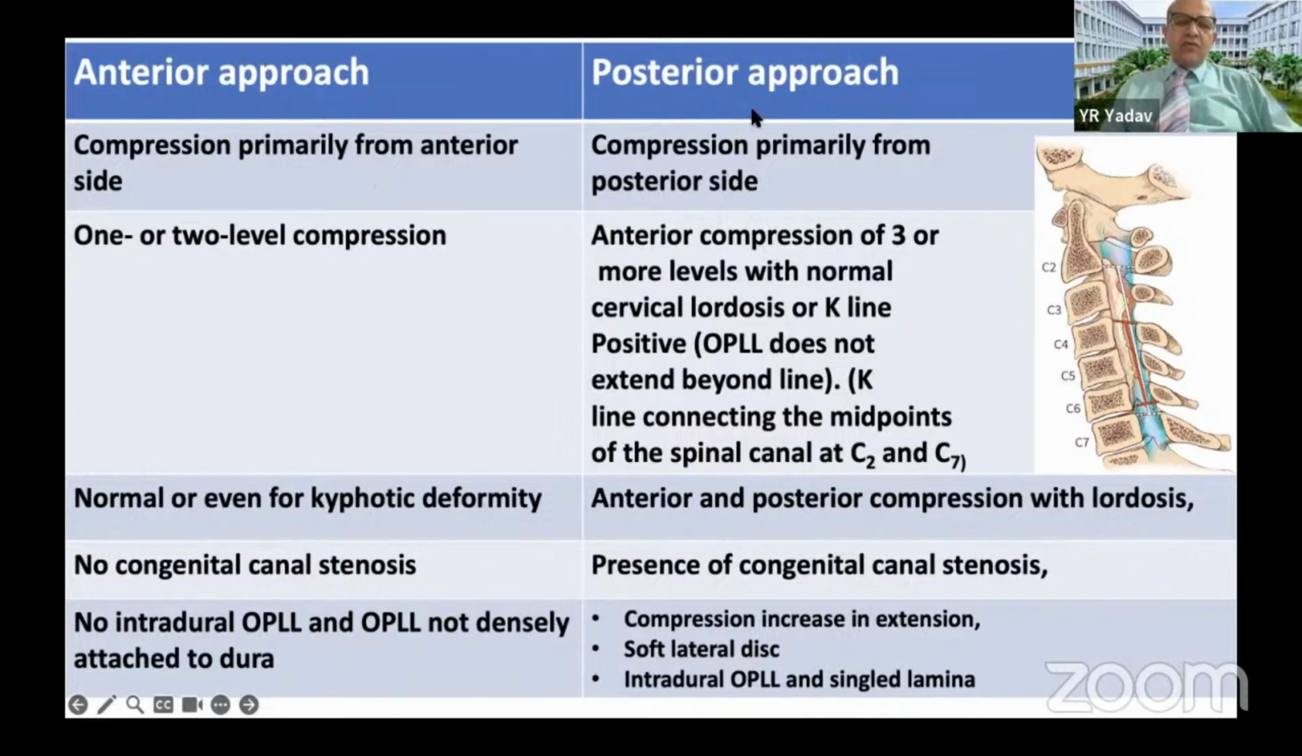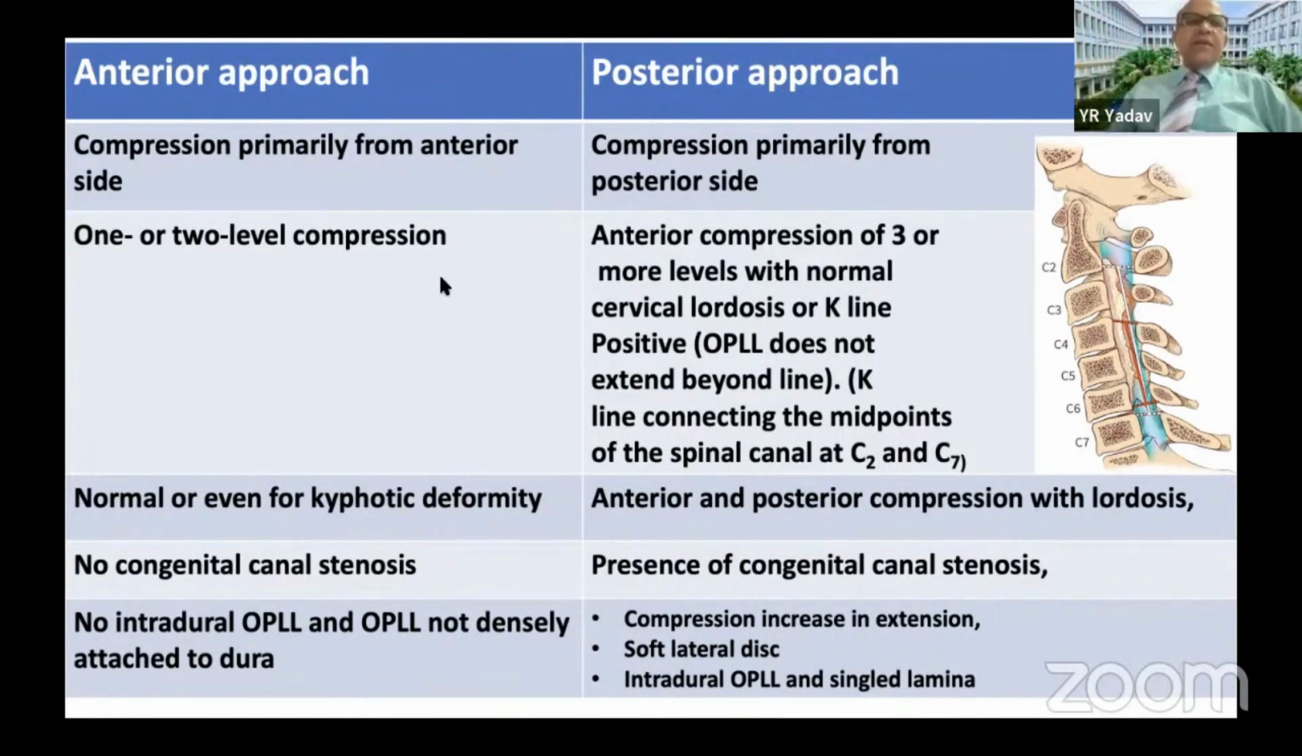So it is better to go for indirect decompression from posterior side, although the majority of the disease process is anterior. So the indications of posterior approach, which we'll be discussing today, are when the compression is primarily from posterior side. That means when there is a ligamentum flavum hypertrophy or facet joint hypertrophy, which is causing compression on the cord or the root from posterior side. So it is best to go from posterior side. If the compression is from anterior side, go from anterior side. If it is from posterior side, go from the posterior side.